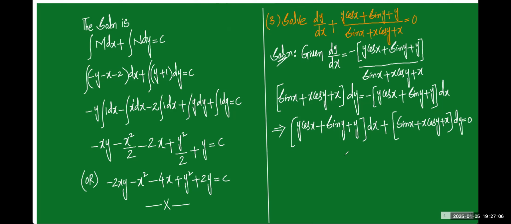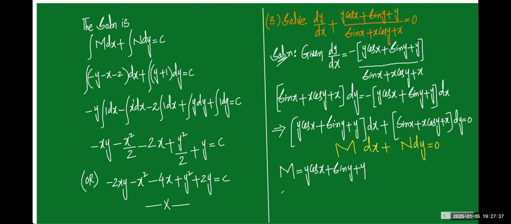Is it Mdx plus Ndy form? Look at that. Yes, sir, it is Mdx plus Ndy is equal to 0. So we are already getting the values of M and N. That is, M is equal to what here? Y cos x plus sin y plus y.